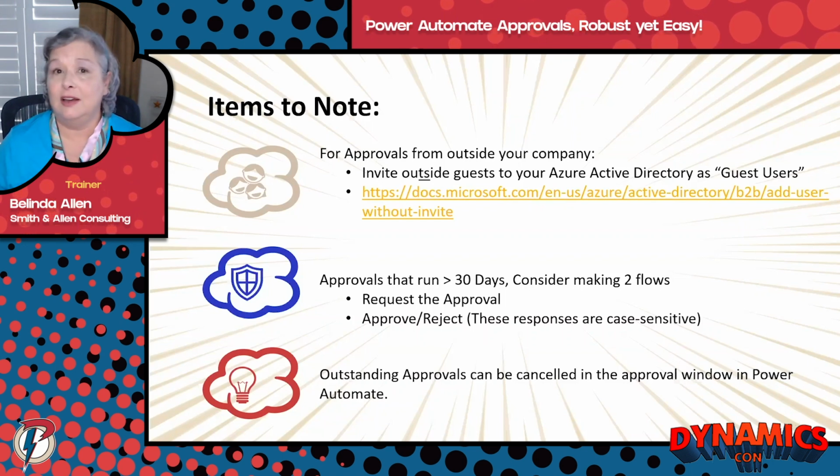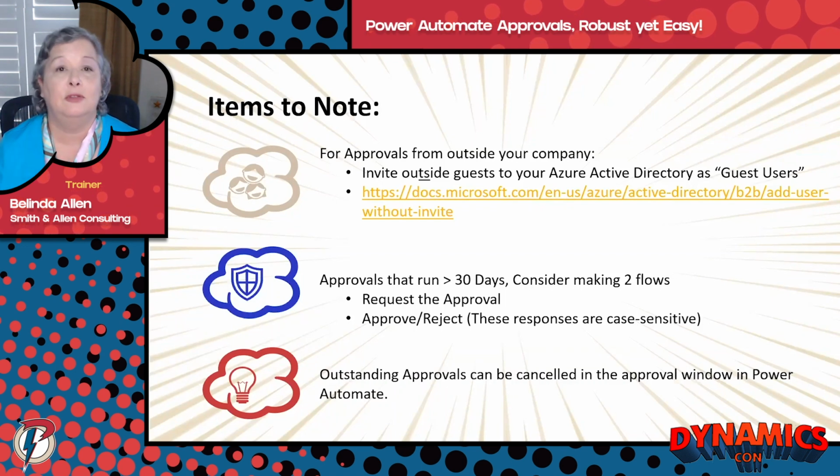Then the other thing, I already talked about this a little bit, approvals tend to crash out after 30 days. So if you have an approval that takes more than 30 days, you might want to have a second flow that kind of takes it and runs with it.